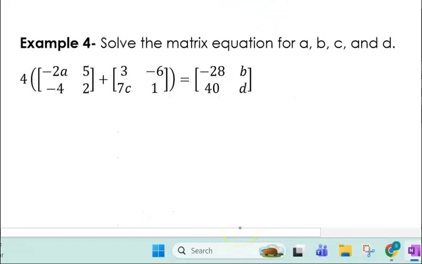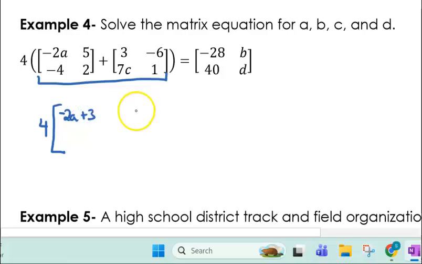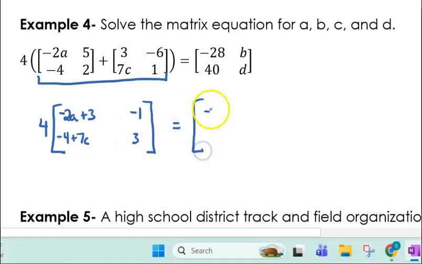All right, example 4 is the same concept. Now, there is a parentheses right here. And so what that parentheses tells me is I need to do this addition first because it's in the parentheses. So I still have the 4 scalar multiplication outside. I'm going to do -2a plus 3. 5 plus -6 is -1. -4 plus 7c. And 2 plus 1 is 3. And it still equals this.